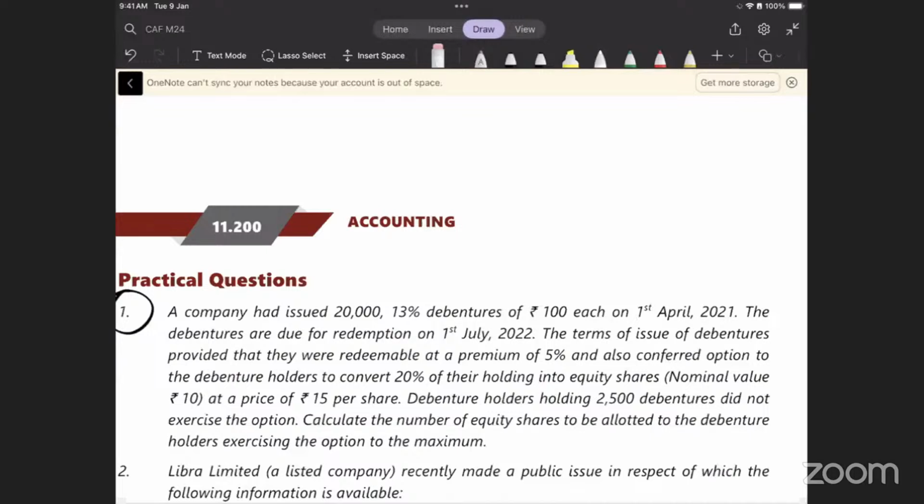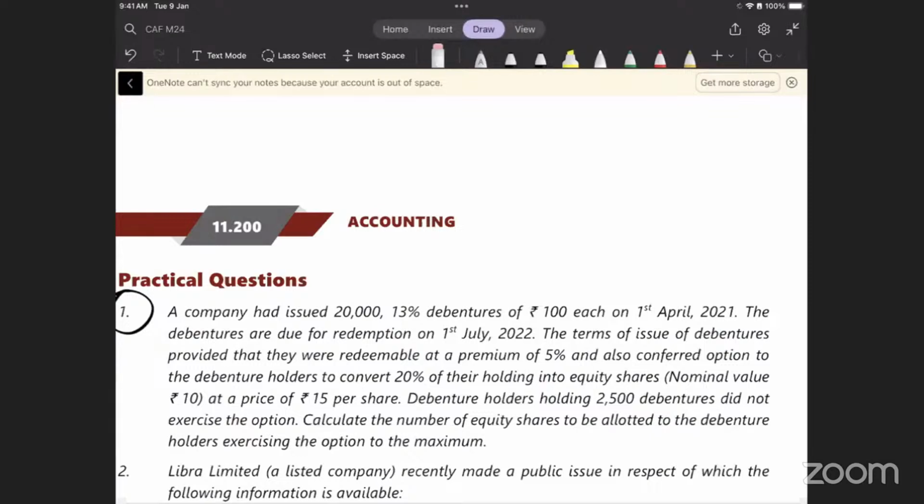The debentures are due for redemption. The terms of the issue of debentures provided that they were redeemable at a premium of 5%. So the redemption value is 105. And also conferred an option to the debenture holders to convert 20% of their holding into equity shares at a price of 15 per share. So this is relevant. Face value is given 10. That is not relevant. The value at which it is going to be converted, 15, that is relevant.